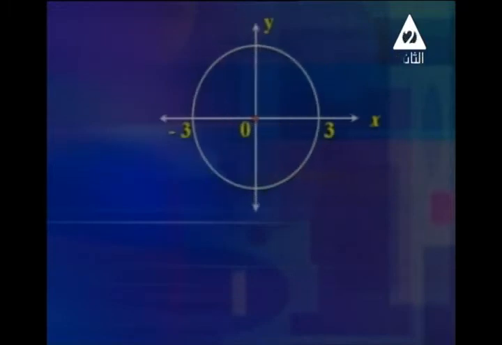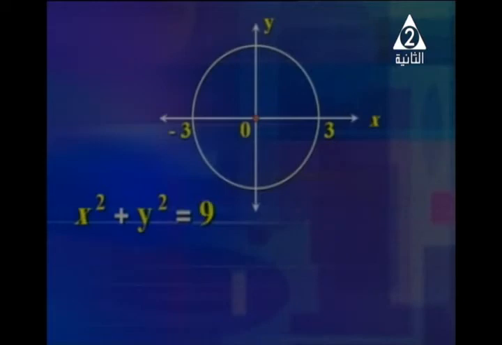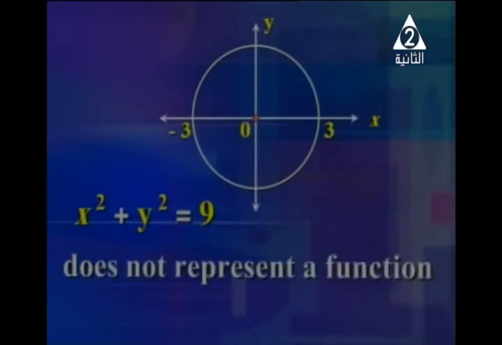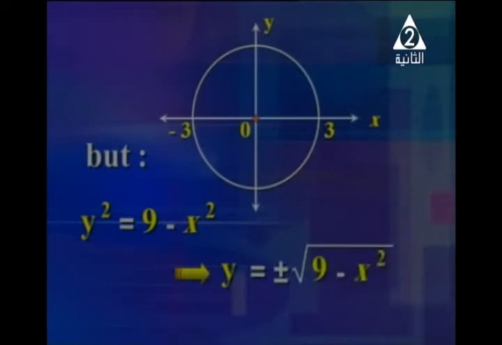Look at, dear student, this equation of the circle. We represent it by a graph, a circle with radius 3. Looking at the vertical line test, we note that the relation x squared plus y squared equals 9 does not represent a function. But y squared equals 9 minus x squared, so y equals positive or negative square root of 9 minus x squared. We have two roots, positive or negative.